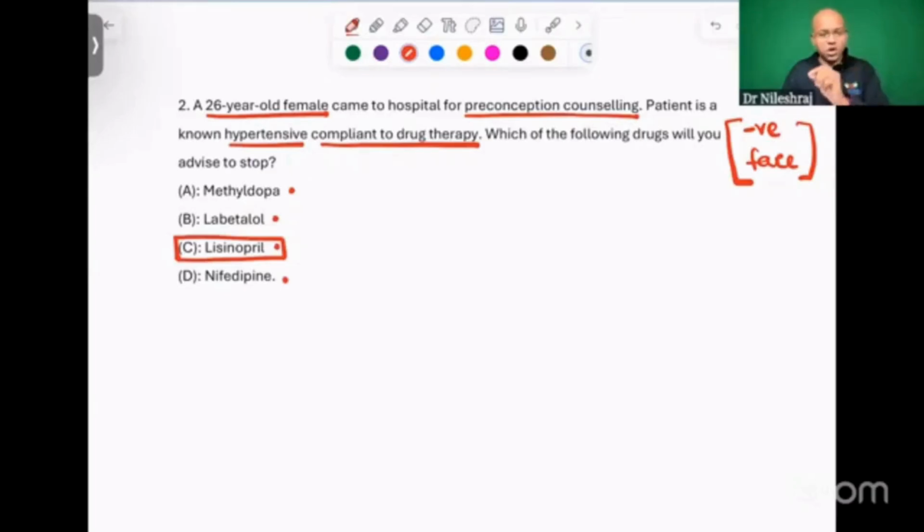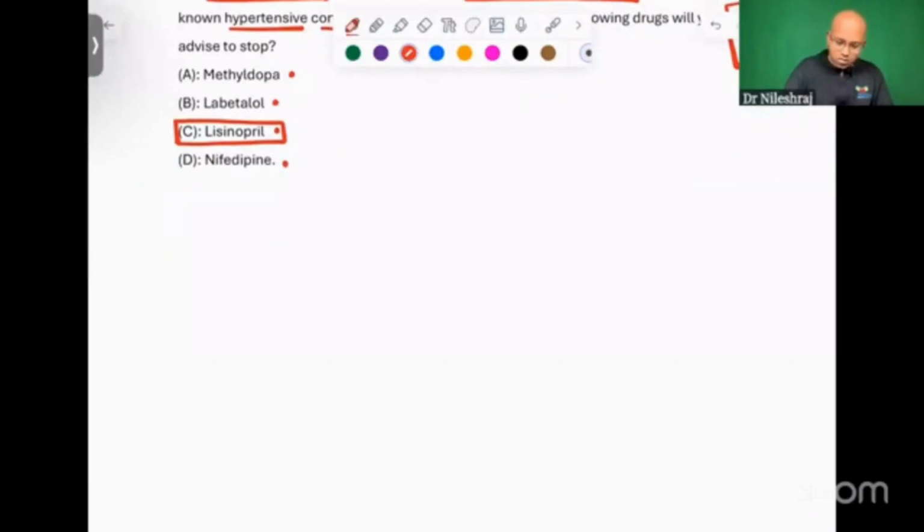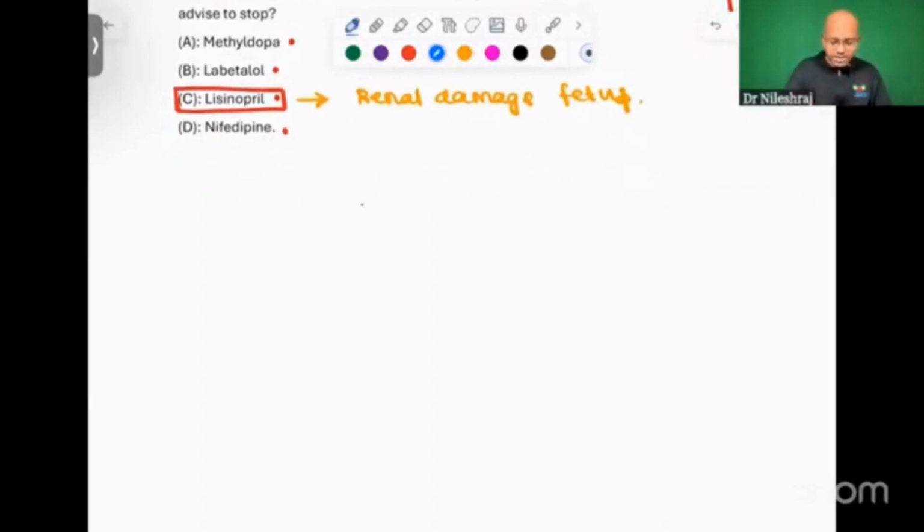Good. Which drug should not be given in this particular case? Answer is Lisinopril. Now, why Lisinopril is not administered? Because it might produce renal damage in the fetus. We'll utilize this point to explain a little bit further. What are all the drugs which can be safely administered in pregnancy?